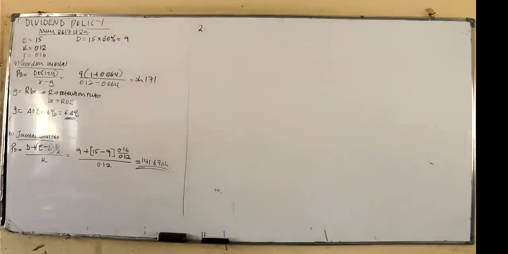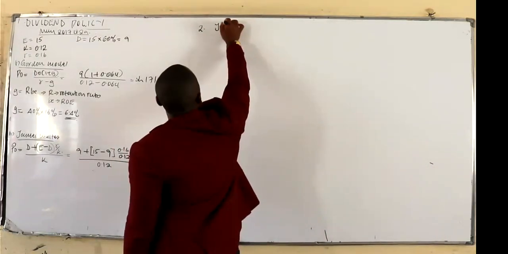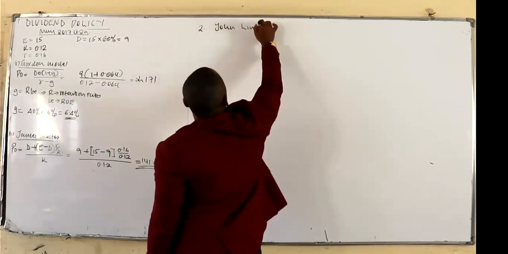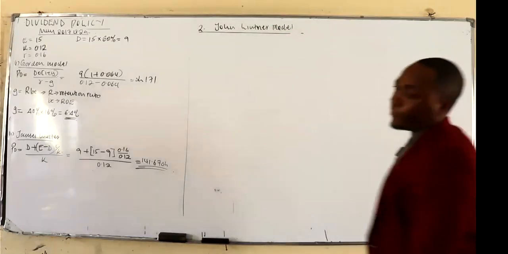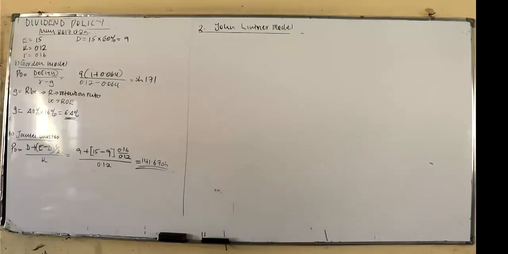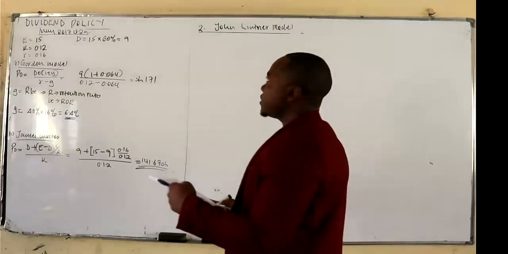So the second method, or other model of dividend policy, is John Lintner's model. According to this model, the dividend to be paid is a prediction model.